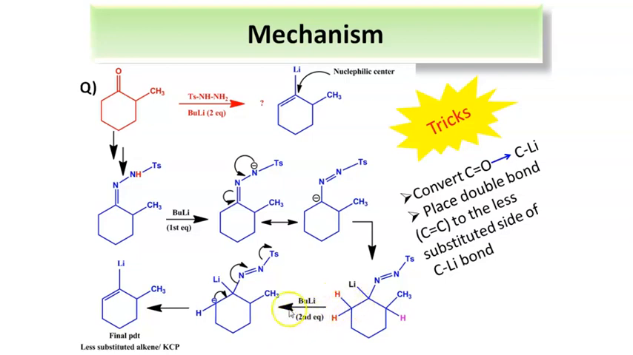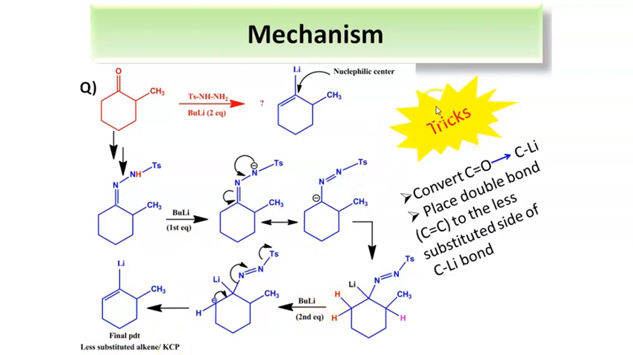So after proton abstraction, again a carbanion will be generated and again it will be delocalized throughout the system. And look at this step very carefully, because after delocalization here a nitrogen molecule will be eliminated, followed by elimination of tosyl lithium. Okay, so this is the final product of this reaction. A double bond will be placed at the left side of the C-Li bond, that is at the less substituted side of the C-Li bond. Okay, so this is the less substituted alkene or kinetically controlled product. So I hope the mechanism is clear.